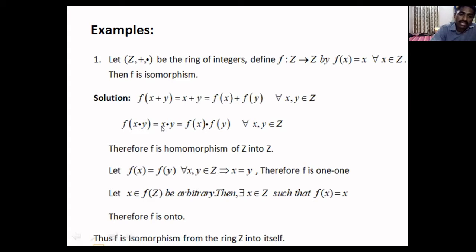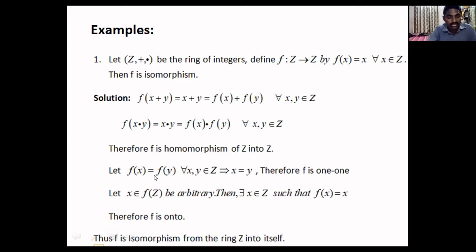And f of xy is equal to xy, that is equal to f of x times f of y, for all x and y belonging to Z. Therefore, f is a homomorphism of Z into Z.